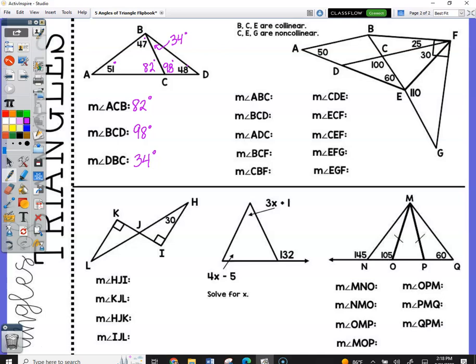Okay? So please be respectful of your time and my own time and actually try. You don't know where to start? What did I say? Go to what you know. Look for triangles. Look for straight lines that form 180. Look for vertical angles.